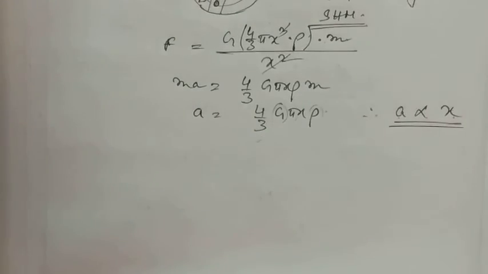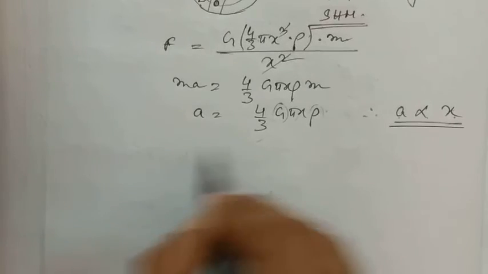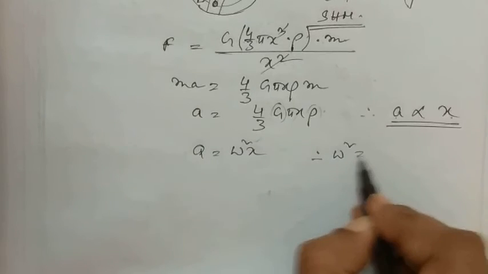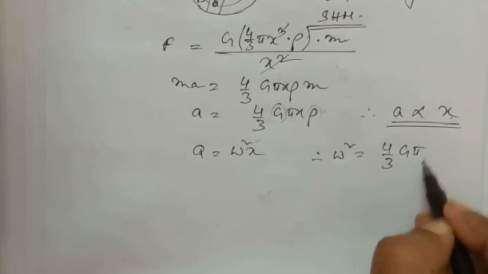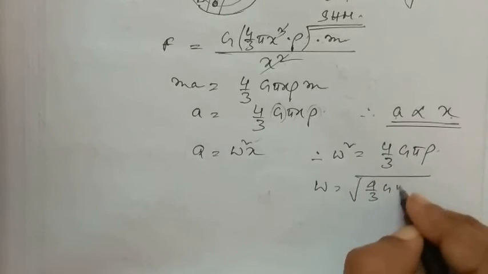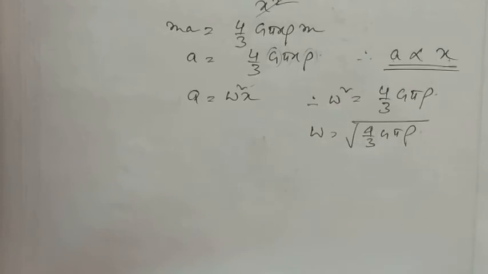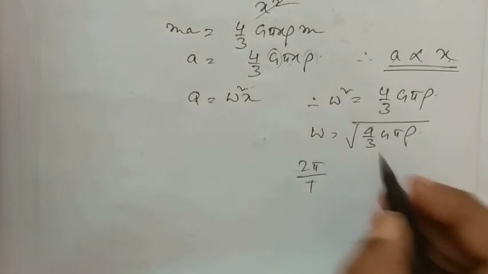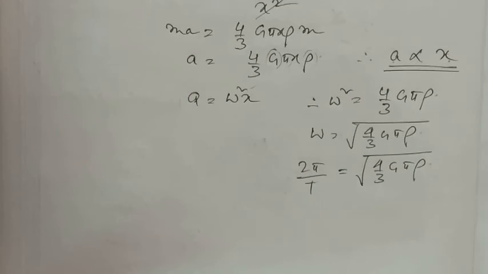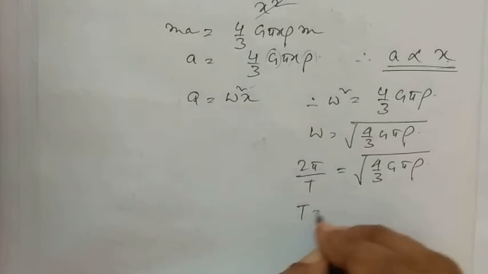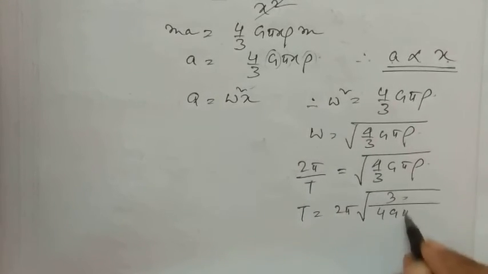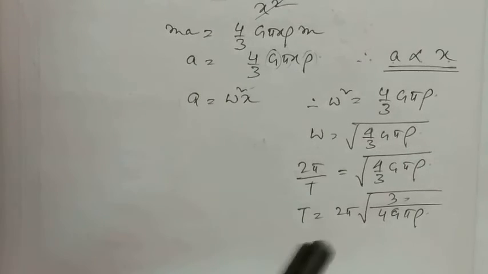So further we compare this with omega square x. Therefore omega square becomes 4/3 g pi rho, or omega is equal to square root of 4/3 g pi rho, and omega is equal to 2 pi by T. From this we can find out the value of T. That means T will be equal to 2 pi root over 3 by 4 g pi rho. So the value of T becomes this.